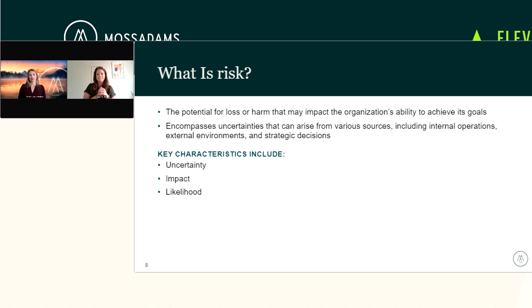And then likelihood is thinking about the probability that a risk is going to occur. So assessing how likely that risk is to occur can also help you prioritize the risks that need the most immediate attention.